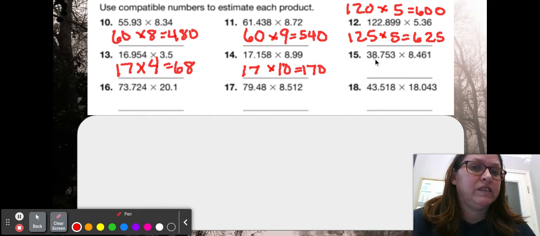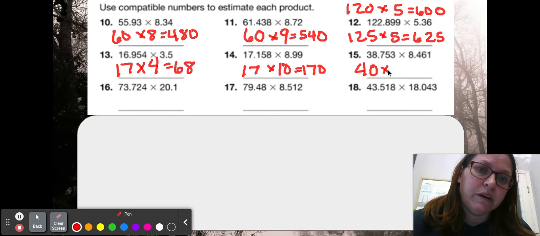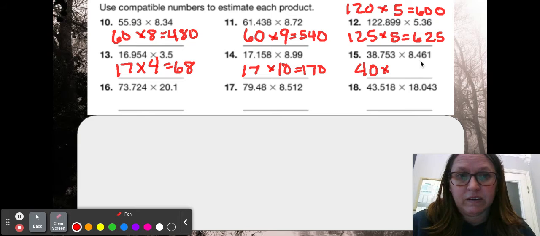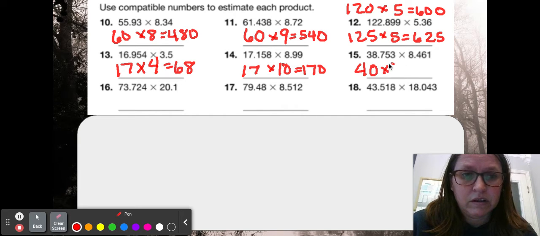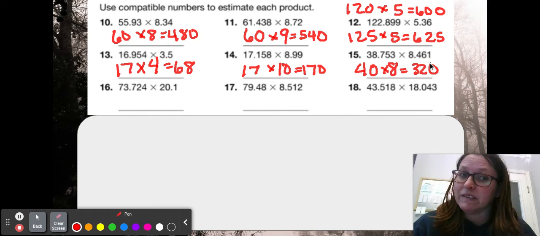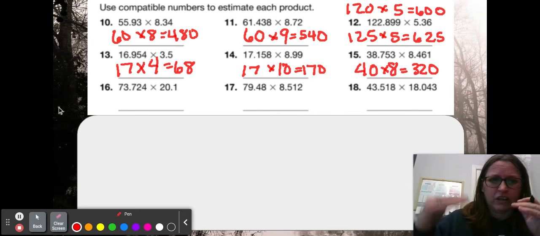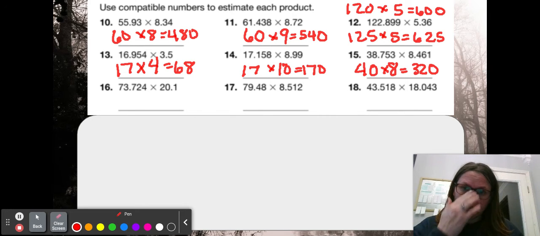Let's look at 15. 15 is 38.753. That's kind of close to 40. So I'm going to do 40 times 8.461 is close to 8. 4 times 8 is 32, and then I'm going to add my 0 at the end. Not too hard, right? I'm just kind of trying to choose stuff that's kind of close and near.